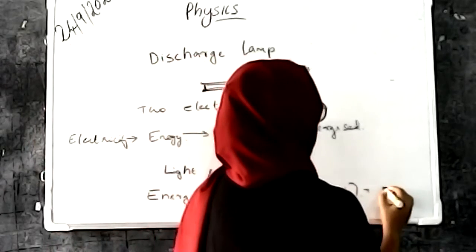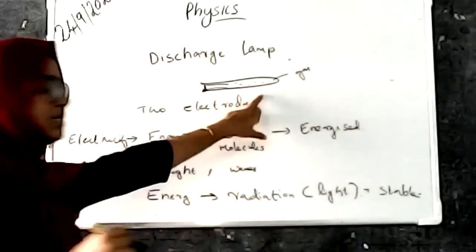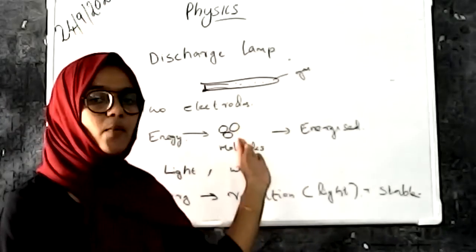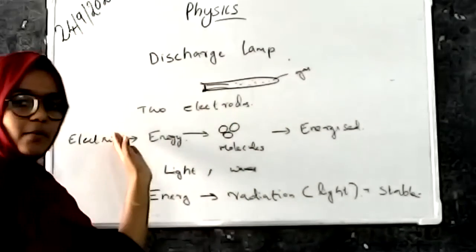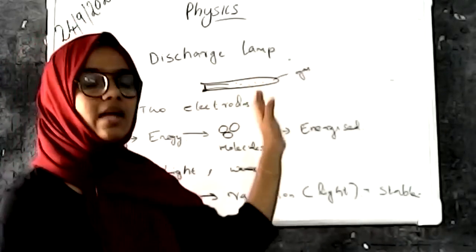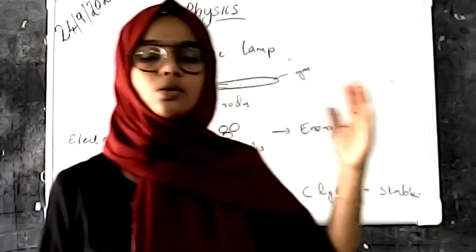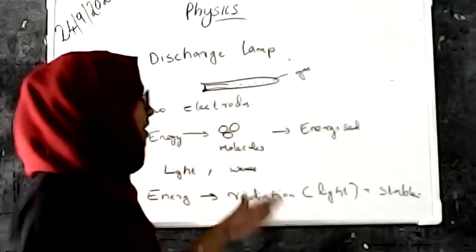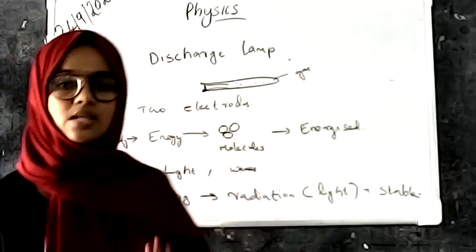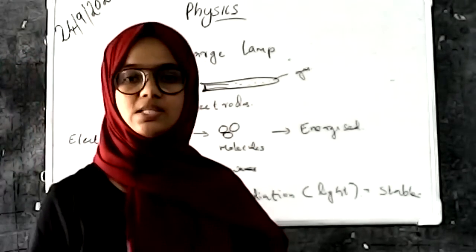This process occurs inside a discharge lamp, and the discharge lamp gives light. The energized molecule goes from a stable position to an unstable position when electricity is given to it, and it tends to change from the unstable position back to the stable position by radiating light energy. This light energy is here. The radiated light energy is the lighting from the discharge lamp. This is the working of a discharge lamp.